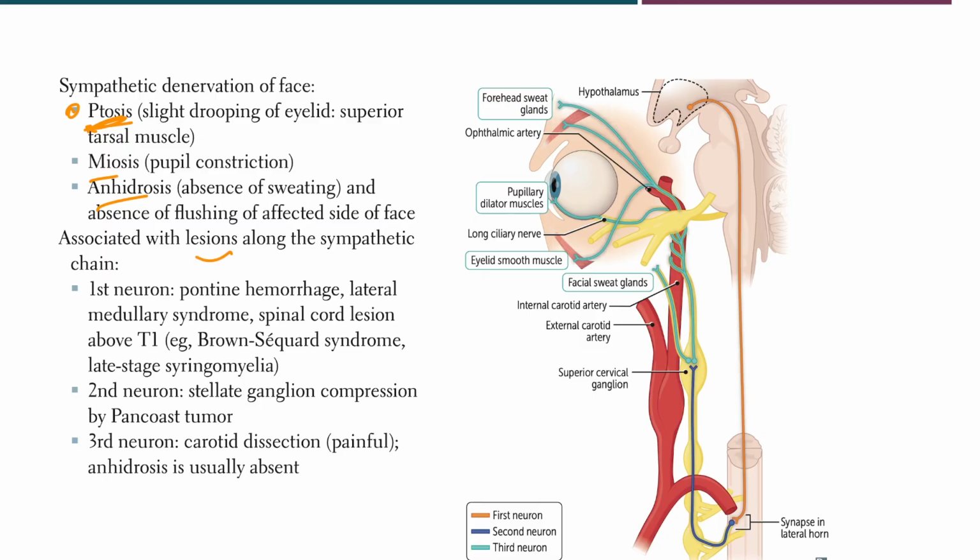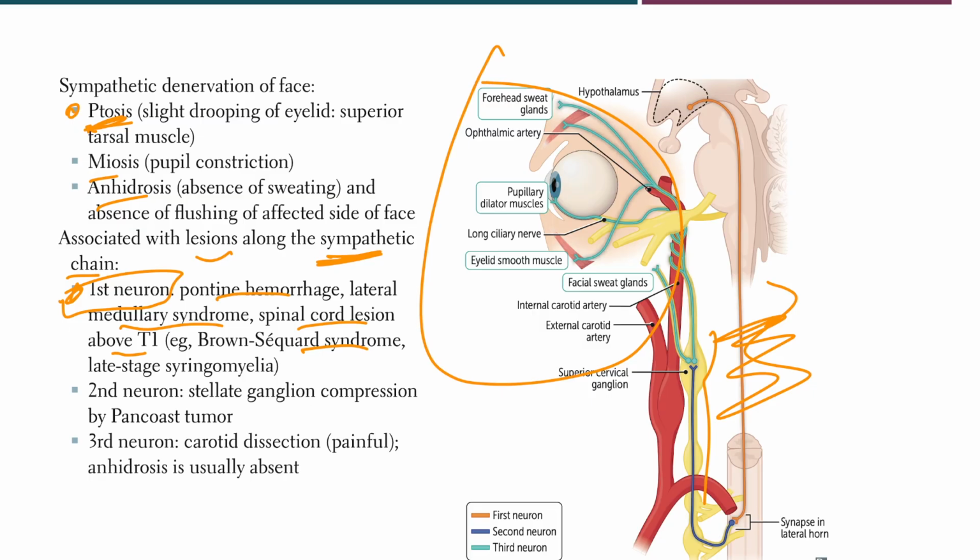It is associated with a lesion along the sympathetic chain. So this is a sympathetic chain, and along it something went wrong. In the first neuron, due to pontine hemorrhage, lateral medullary syndrome, spinal cord lesions above T1, Brown-Sequard syndrome, late stage syringomyelia, all of them can knock down your first neuron, which is right here. And it's going to cause all these symptoms again. You could knock out any one of them and cause the same thing, right?